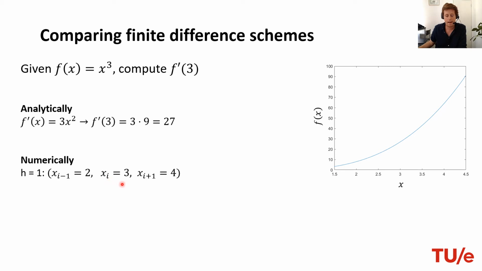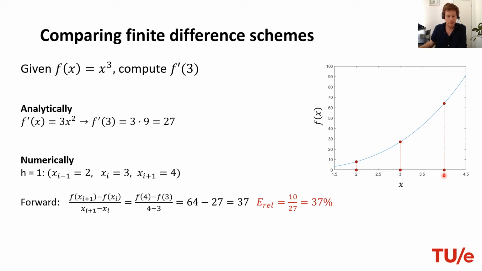So xi, where we want to have the derivative, is equal to 3. In that case, xi plus 1 is equal to 4, and xi minus 1 is 3 minus h, which is 2. Looking at the graph over here, we can really note down these values of xi minus 1 and xi plus 1, which we'll use in our finite difference schemes. So let's start with a forward difference.